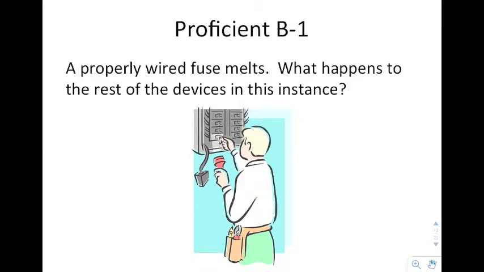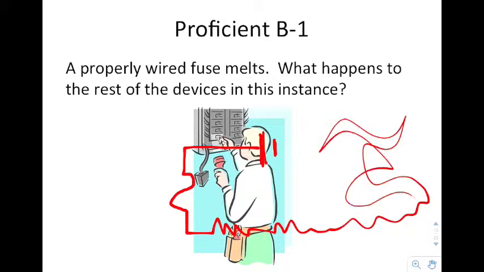Now, a properly wired fuse melts. What happens to the rest of the devices in this instance? So you have some sort of voltage source, and whenever you have a voltage source, you always have to wire that fuse in series with whatever you have next. I have no idea what's next. If the fuse is wired in series and it melts, it doesn't matter what's after that particular fuse, nothing will receive any electrical current.